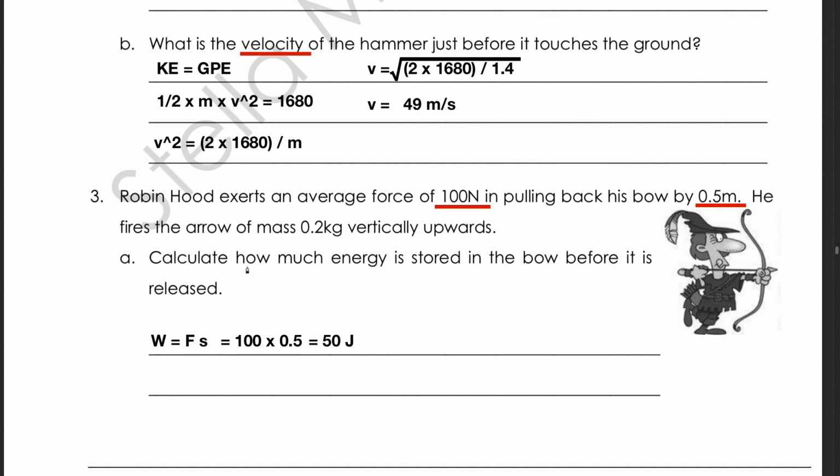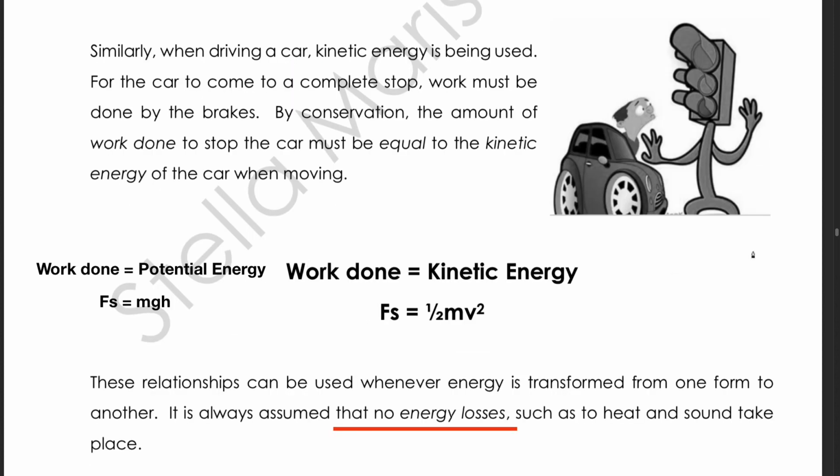Let me remind you that we've chosen this equation because we were asked to figure out how much energy is stored in the bow. And as we had said in page 35, when he has pulled the arrow backwards, he is doing work against the tensile force of the bow to store energy as elastic potential energy in this case.